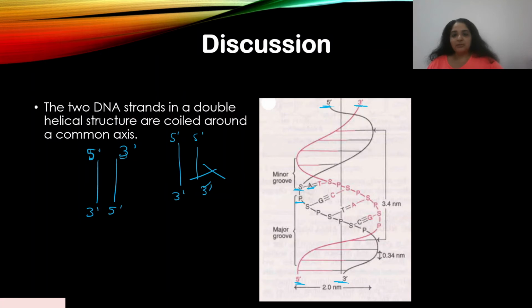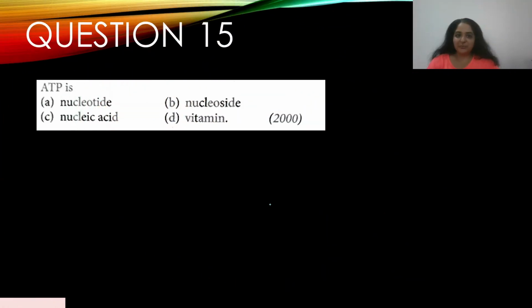But when they are forming this helix, when they are connected with each other, as you can see this red line and this black line, there is a common axis in between around which they form a double helical structure. That's how they are attached to each other. So the two DNA strands in a double helical structure are coiled around a common axis. Clear? So it's pretty simple, but you need to understand the structure of DNA first. Okay, let's move on.